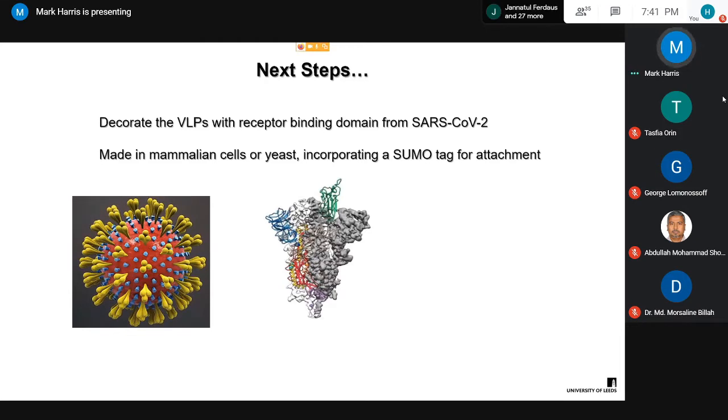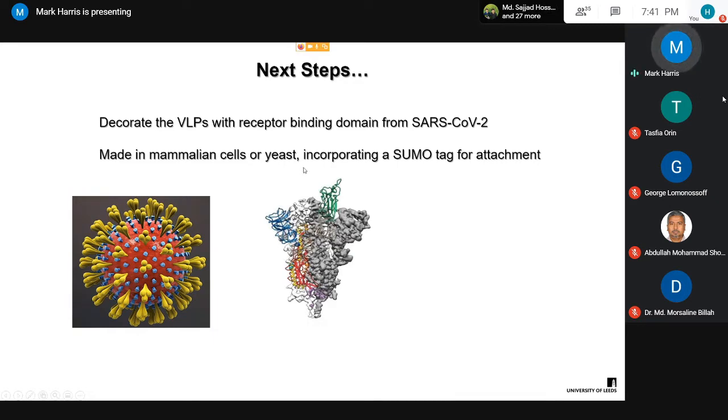So if we go back to March, what we wanted to do was to take our VLPs that we had already characterized and already had our nice structures and decorate them with the receptor binding domain from SARS-CoV-2. And we plan to make this receptor binding domain in two different cell types, in mammalian cells or in yeast.